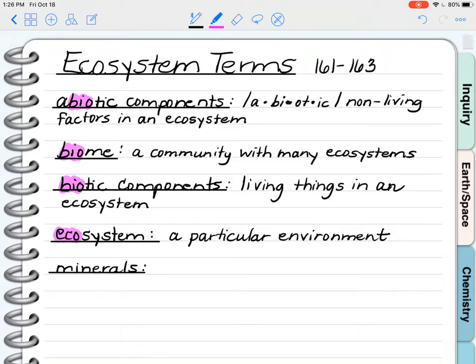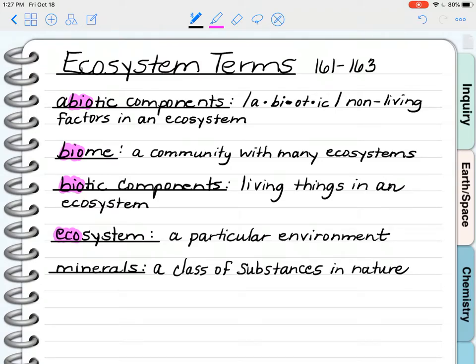And minerals. Minerals are a class of substances in nature. Our bodies need minerals to survive, but we also need them in our environments. So minerals are a class of substances found in nature. If you want to read more about biomes and ecosystems and those good things, you can check that out in the textbook. It's a really good little chapter. And there are some practice questions as well.